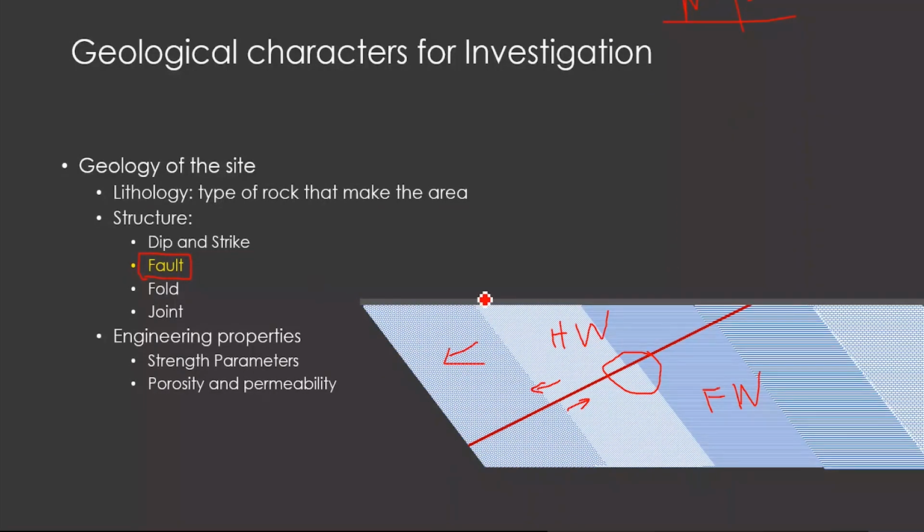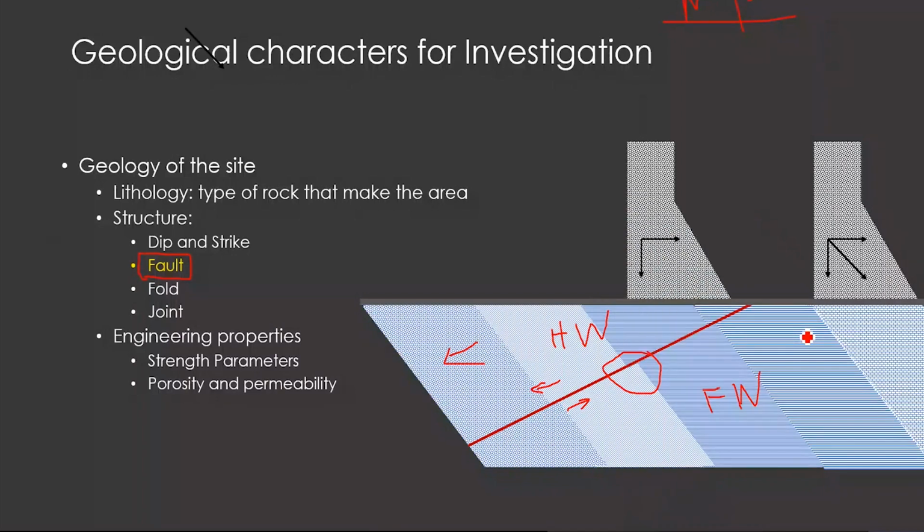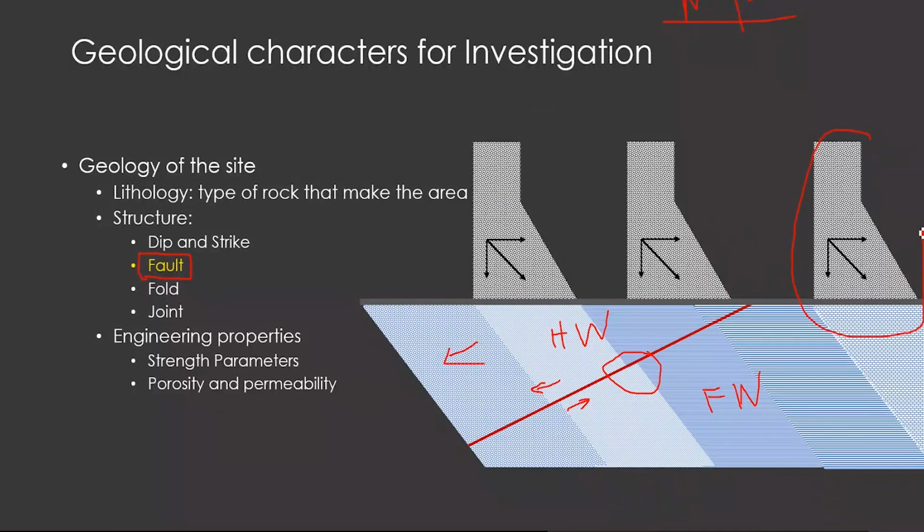In this normal fault situation, there are three areas where I can consider the construction of a dam. This is the first condition, this is the second condition, and this is the third location. In the first condition, the dam is constructed on the footwall. This seems to be a safe condition, because below that there is the water.